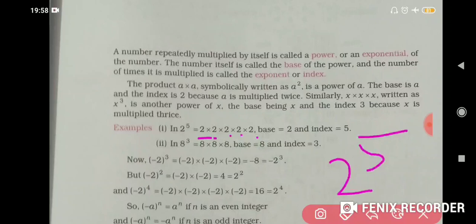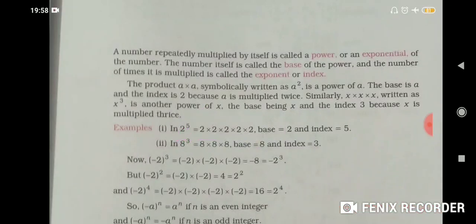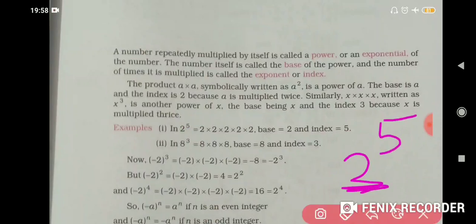And here what is the base? 2. And what is the index? 5. So the power is known as the index, and then the base. Base means the downward part. Just see 2 to the power 5. So what is the base? The downward part. That is 2. And what is the index? That is the power. And that is 5.